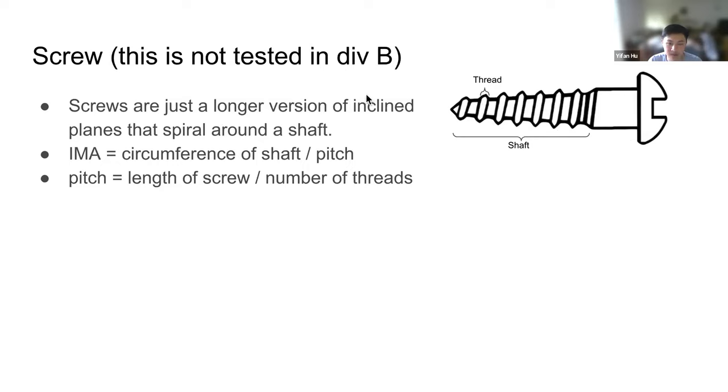So finally, the IMA would be the circumference of the shaft, basically how long this part is, over the length of the screw, which is this length, and then times the number of threads, so multiplied by how many times the thread goes around.